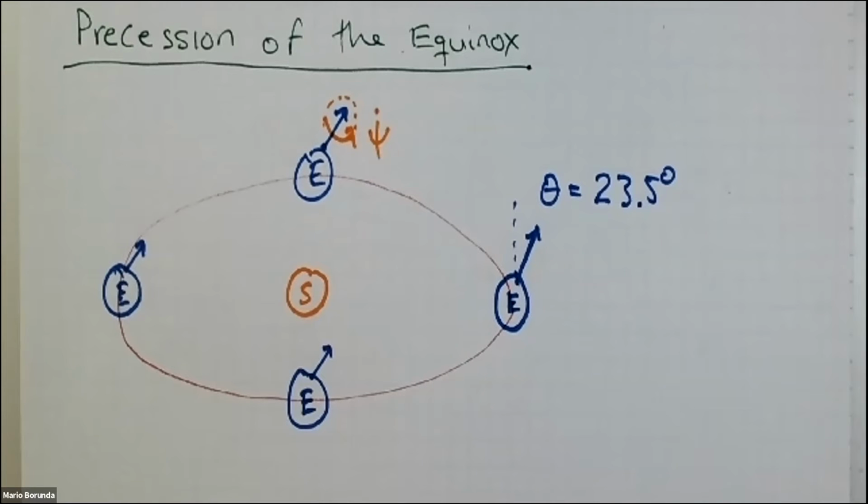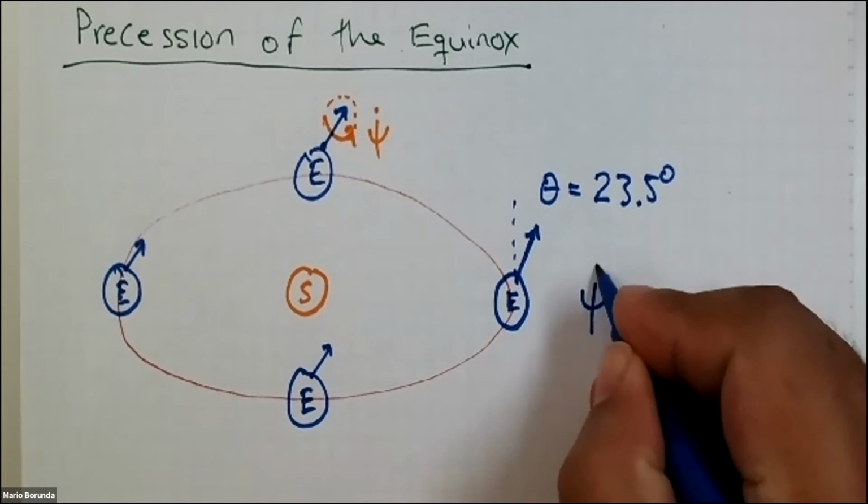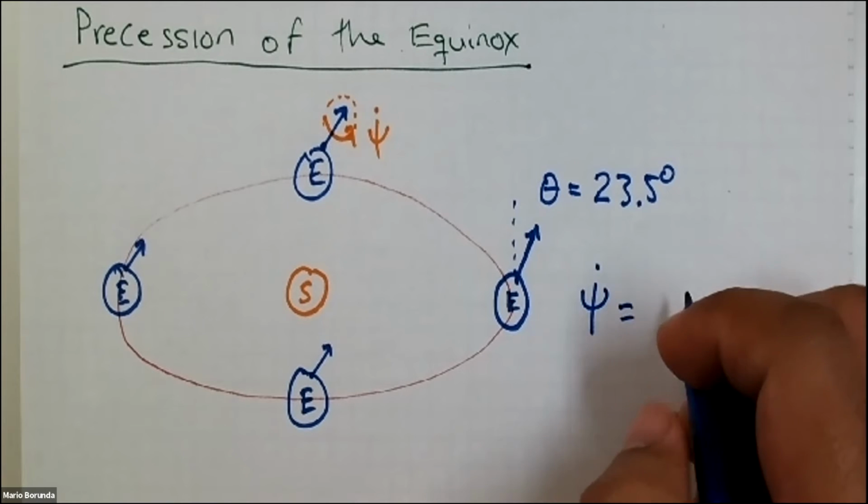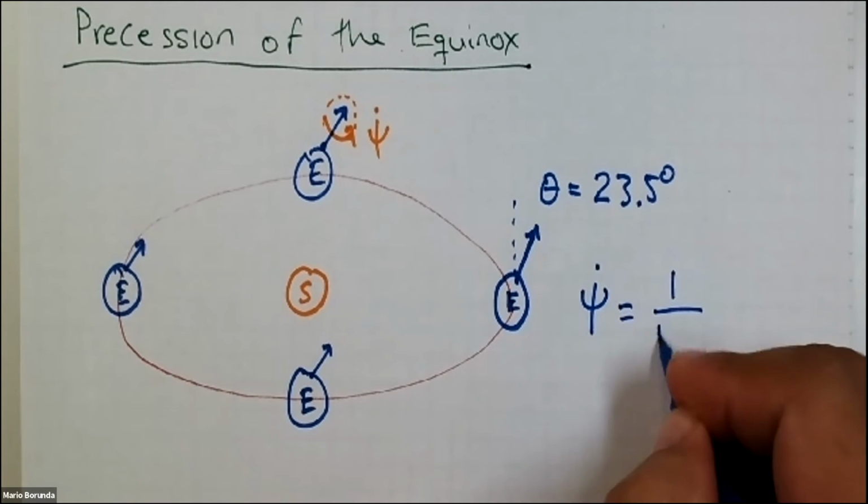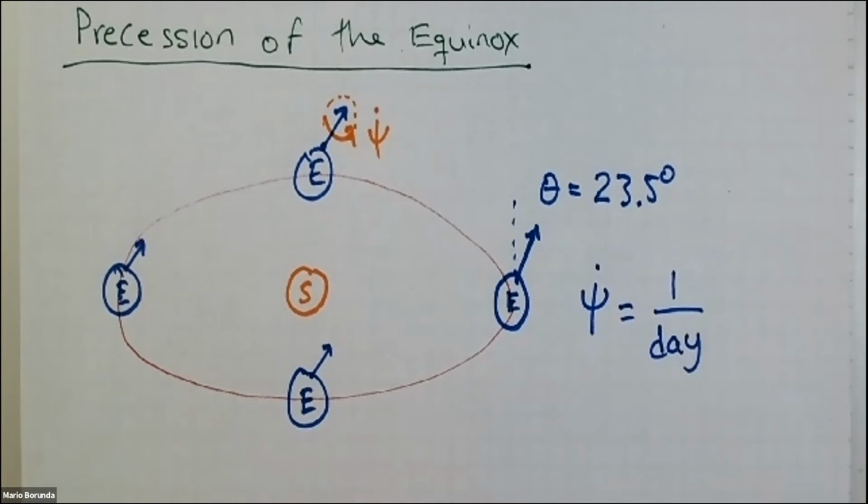And we know that this psi is one rotation. The rate of rotation is one rotation a day. So that's the spin of the Earth. So those are the Euler angles for the rotation, the spin of the Earth.